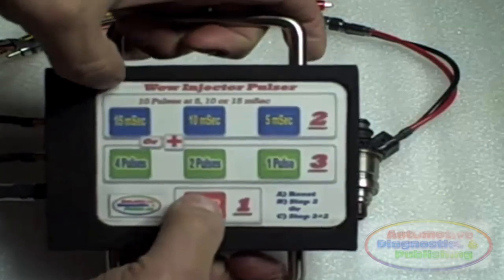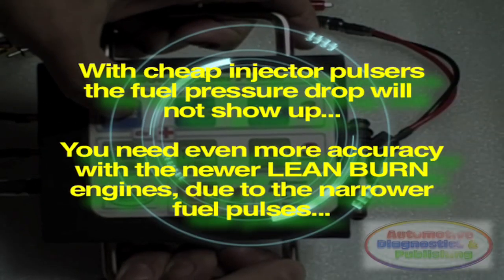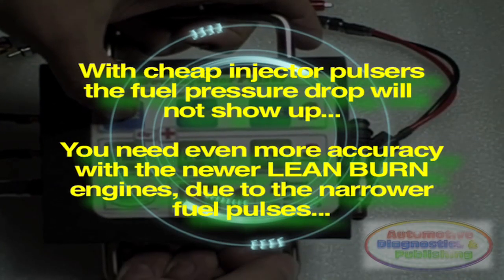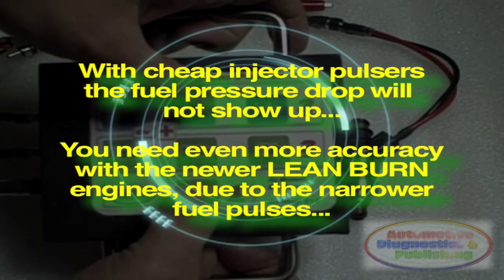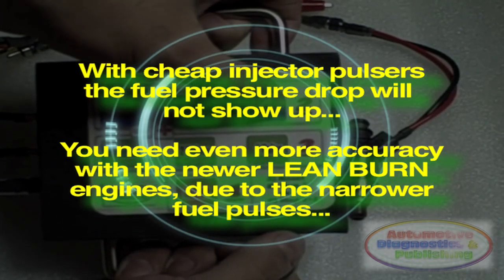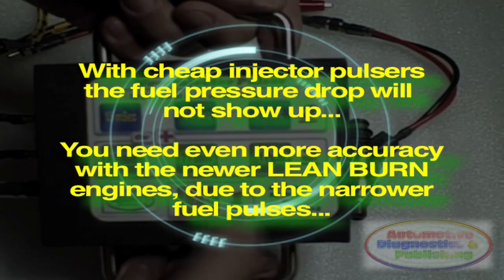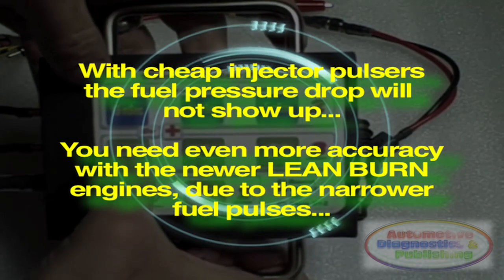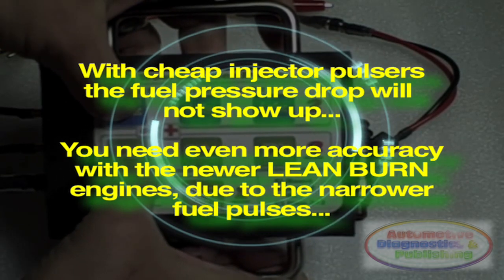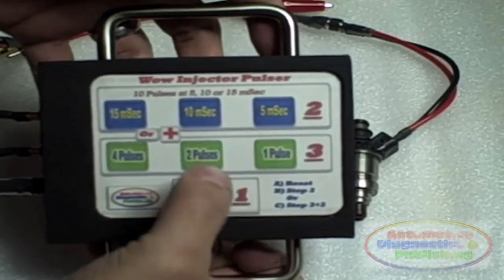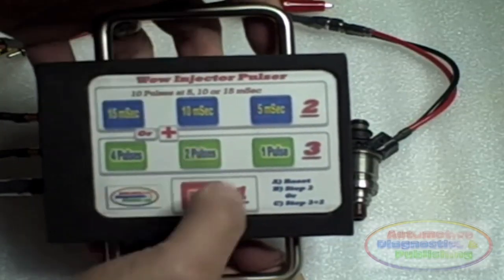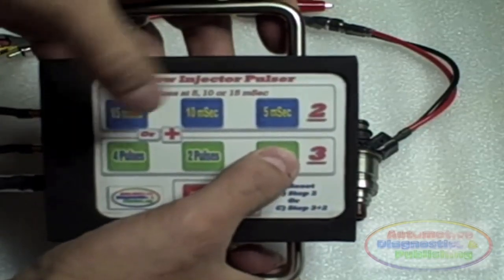But, there's more to it still. Often, the injector flow test will not show a 1 psi difference using the cheap OTC-like pulsers, because they're not accurate and can't give you the amount of pulses needed for a proper test. The Wow Injector Pulser tool can give you a super accurate pulse of only 1 pulse at 5 milliseconds.